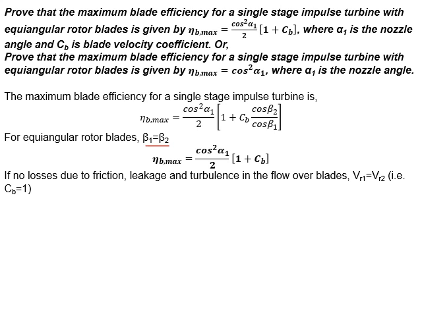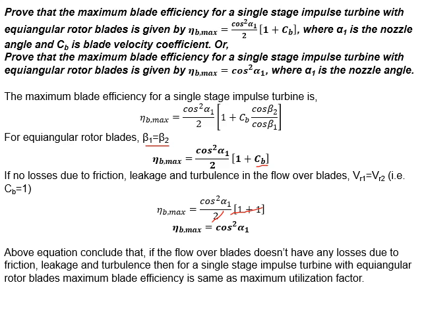If there are no losses due to friction, leakage and turbulence in the flow over the blades, then Vr1 equals Vr2, so CB equals 1. Now the equation becomes maximum blade efficiency equals cos square alpha 1 by 2 into (1 plus 1), so the 2 and 2 cancel. Finally, the maximum blade efficiency is equal to cos square alpha 1. That is one more expression you obtain when the blades are equiangular and there are no losses in the turbine.